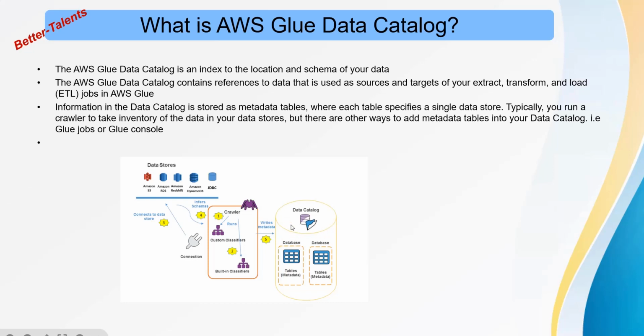So, what's the design of the data catalog? At a high level, it has a database, and under the database you can create the tables. These tables don't contain actual data, but it's metadata about these tables, about these data stores.